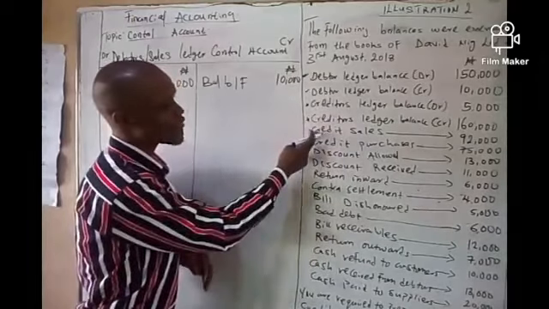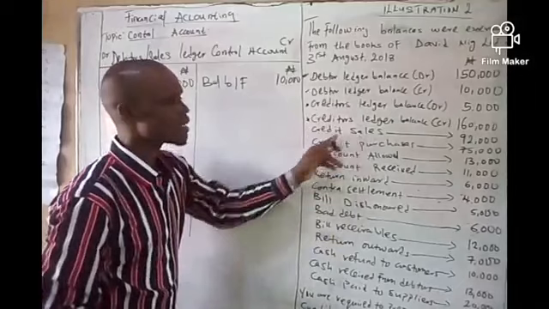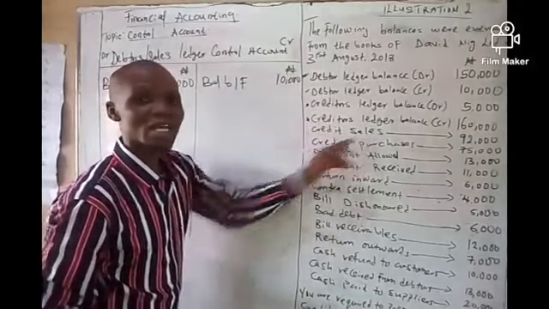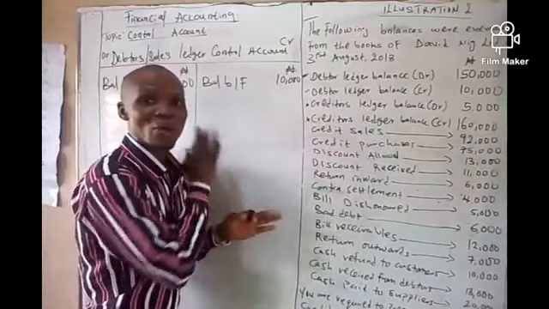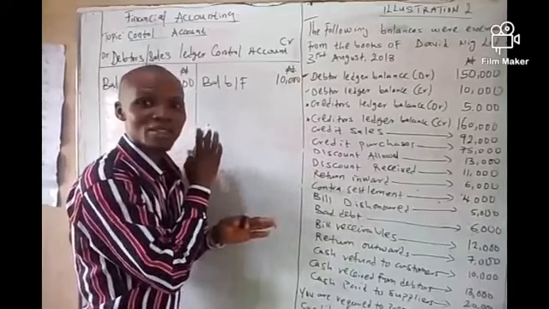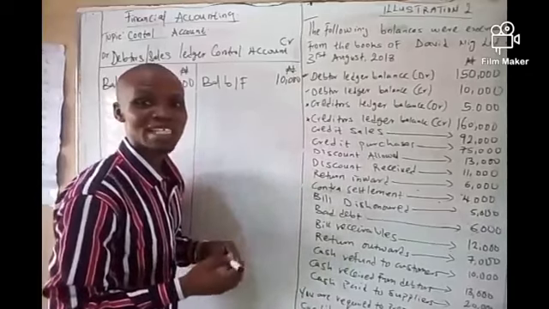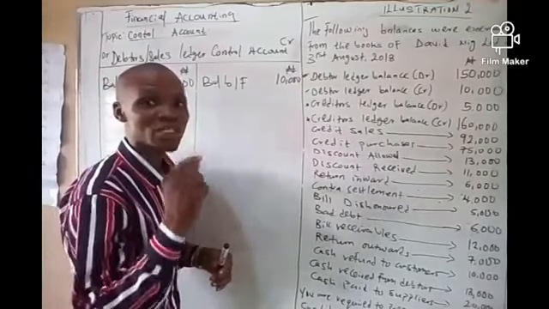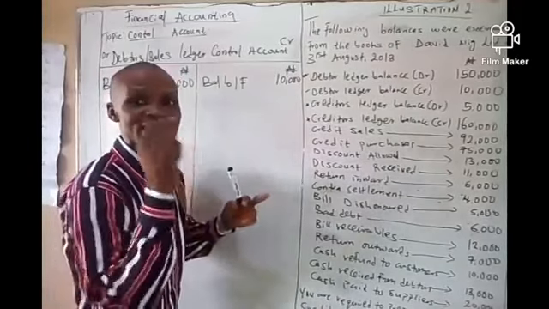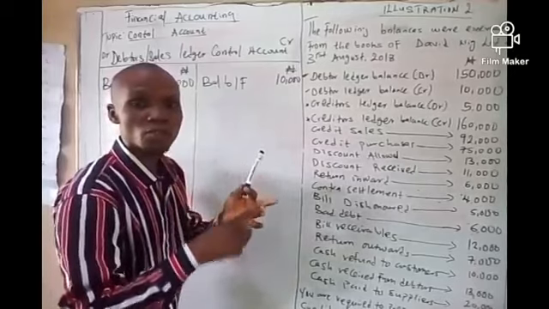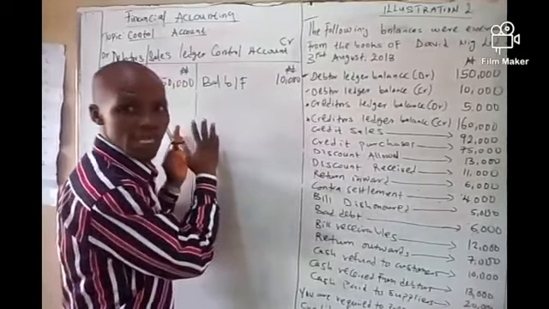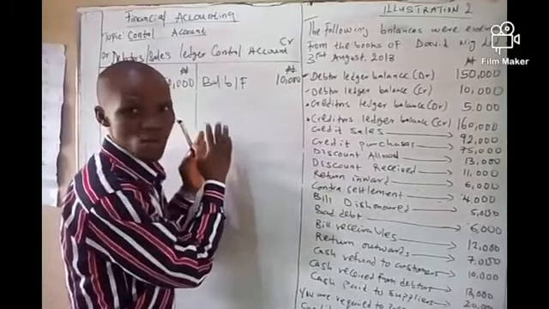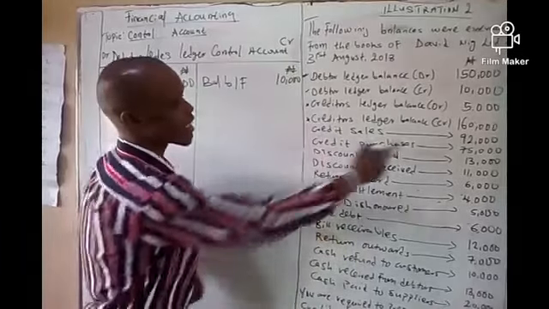We have another one, we have credit sales. I told you that all the items that will enter the debtors ledger control account are items related to debtors and sales. Another name for debtors ledger control account is sales ledger control account. So any item related to customers, debtors, or sales will come to the debtors ledger control account or sales ledger control account. So we have credit sales, 92,000.